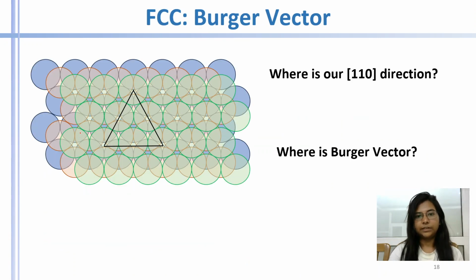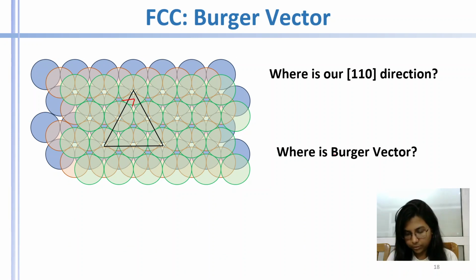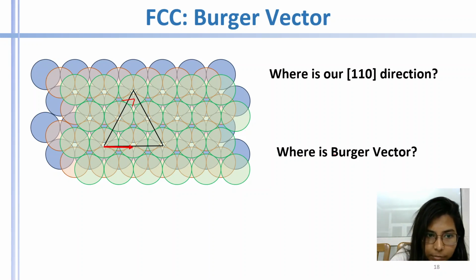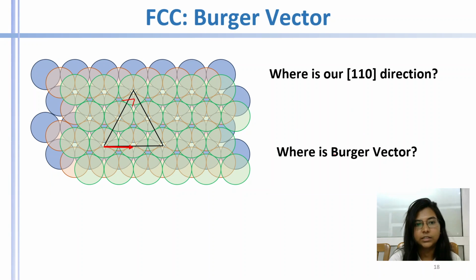Okay. So now in FCC we learned that this was our 110 direction. So then what is the Burgers vector? You should be able to answer this, right? What is the Burgers vector in case of FCC? It is along that direction, and what is the magnitude? Sorry, it is half of it, right? So how is it written? It is written as a by 2 1 1 0. This is the Burgers vector in case of FCC.